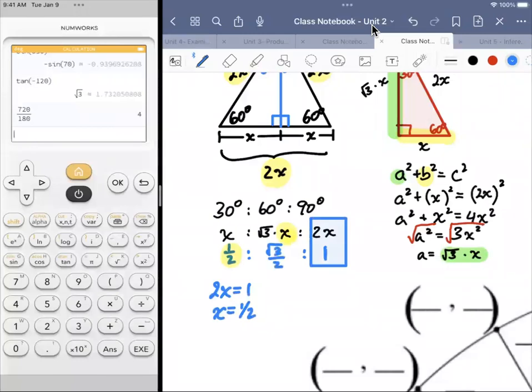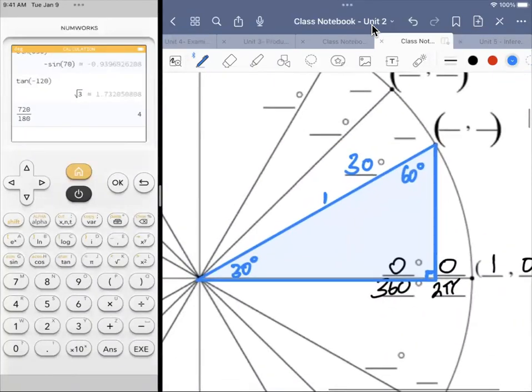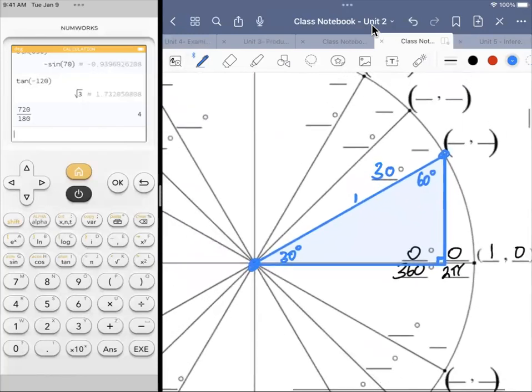Professor, one more time, how do you get the 1? Because it's a unit circle, the length from the center to any point on the circumference has to be equal to 1. Okay, thank you.